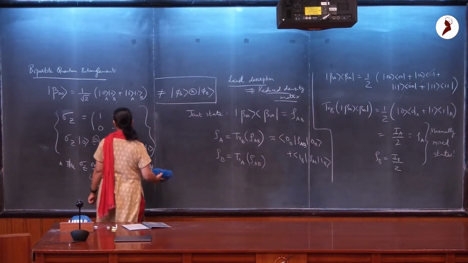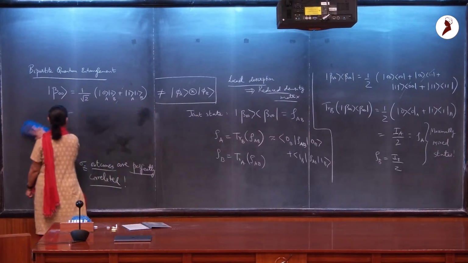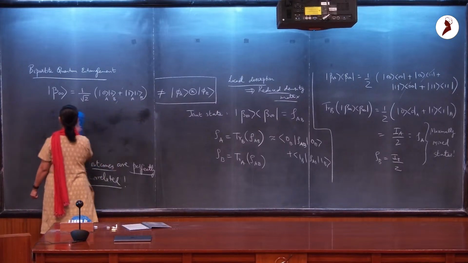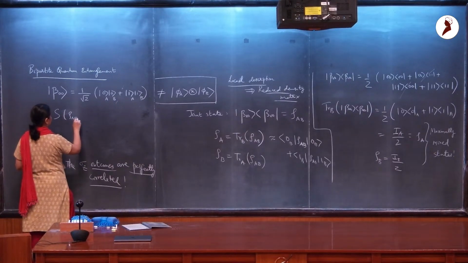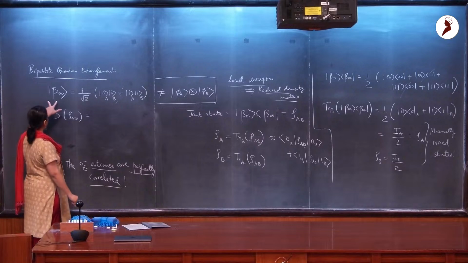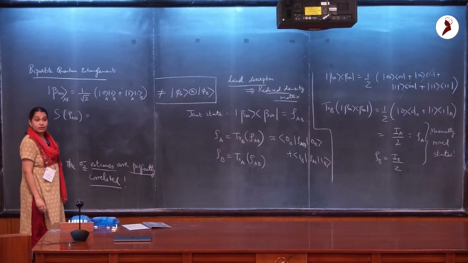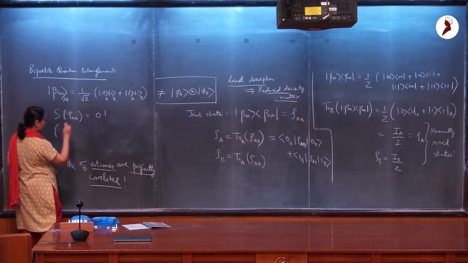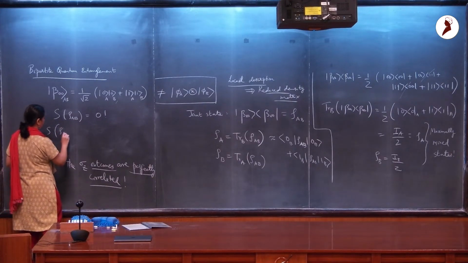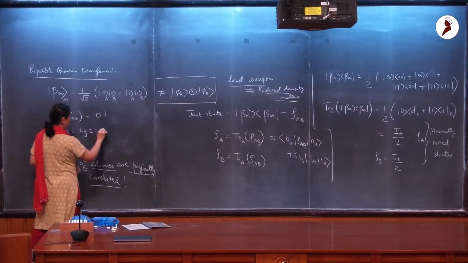Looks like I need more boards. Okay, so let me erase this part. What is the entropy of the joint state? What kind of state is the joint state? Pure, mixed? Pure. So what should its entropy be? But we just saw that the entropy of these reduced states, because they are in the maximally mixed state, is log 2, which is 1.